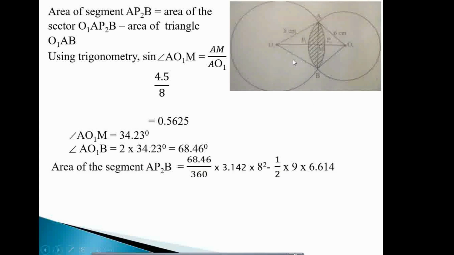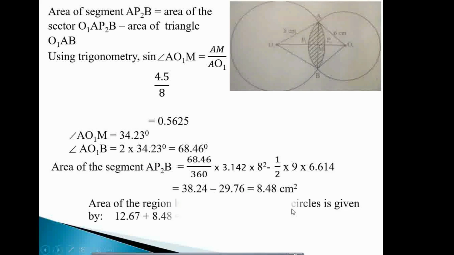here, which is 68.46. Now you take 68.46 over 360 times 3.142 times the radius, which is 8 here, so 8 squared, then minus area of this triangle. We know that the distance AB is 9, and we have this distance here, which we had previously got to be 6.614. So if you multiply that, then you subtract from the area of the sector, you'll be able to get 38.24 minus 29.76, which is equivalent to 8.48 square centimeters as our answer.